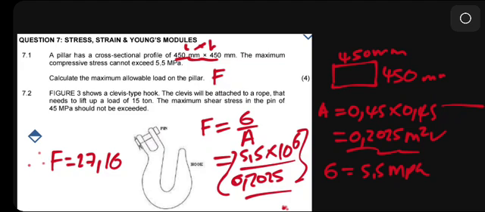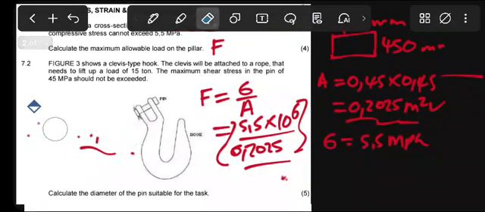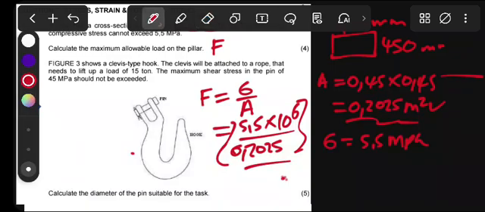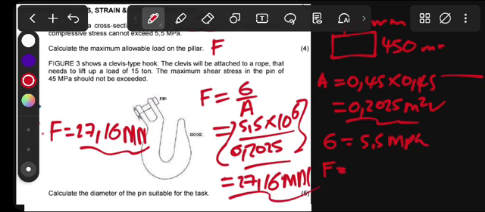This will be in meganewtons. It's up to you, which one do you prefer, guys? Do you prefer kilonewtons or meganewtons? If you want this in kilonewtons, you divide by 1000. But let it be in meganewtons. This is what we had. We've seen that the force is equal to 27.16 meganewtons.